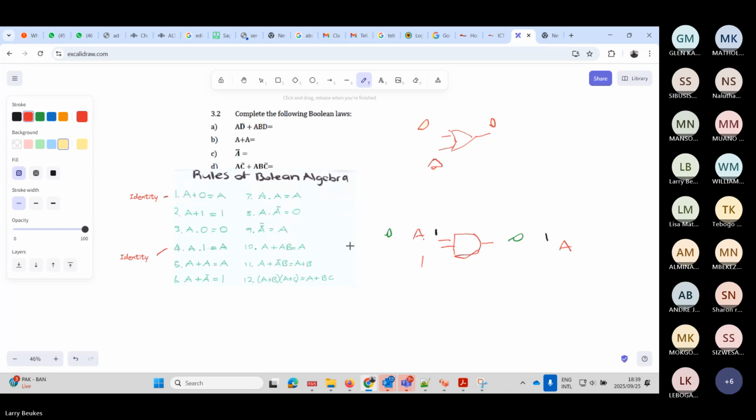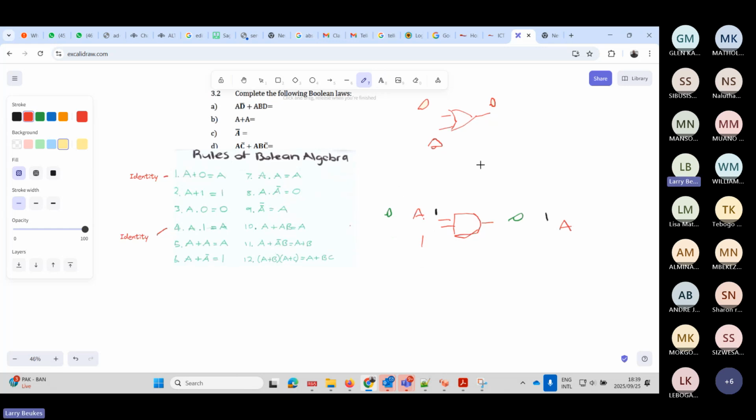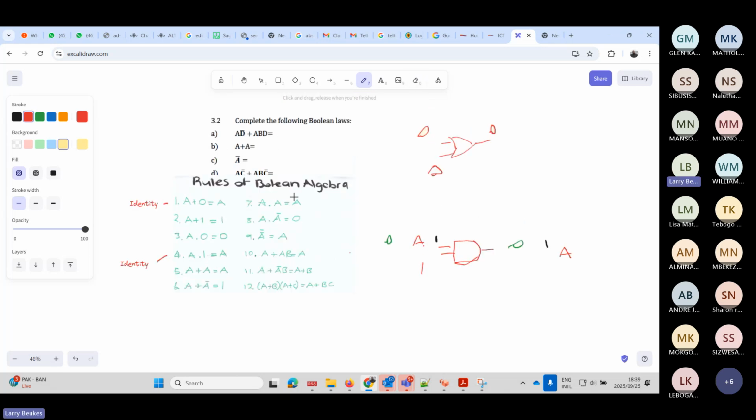Okay. So for the idempotent law, we're still gonna be using 2. It says to us, if we take A, then we OR it with an A, our output will be A, right? It's this one, it's number 5. And then another one, there should be an AND version. An AND version is this one, number 7. A ANDed with an A is equal to A.